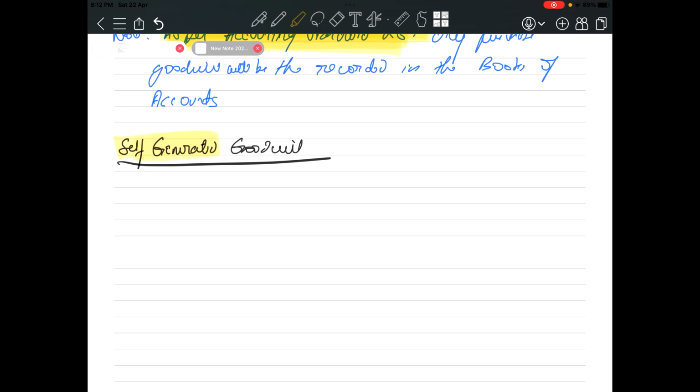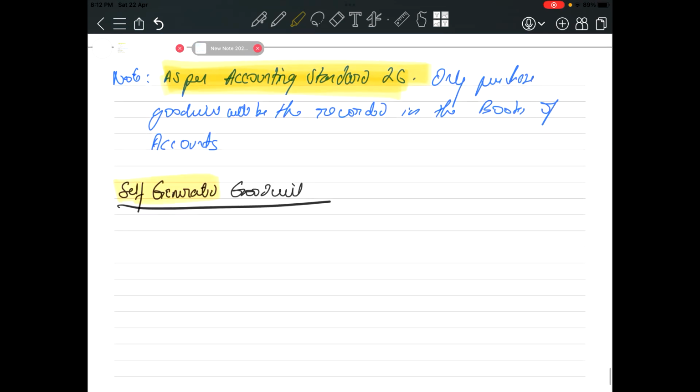So this kind of goodwill will not be allowed to be recognized in the books of accounts. Only purchase goodwill will be allowed to be recognized. If you get an MCQ question, which type of goodwill can be recognized in the books of account? Option A, purchase goodwill. Option B, self-generated goodwill. Option C, both. Option D, none. The right answer will be option A, purchase goodwill.